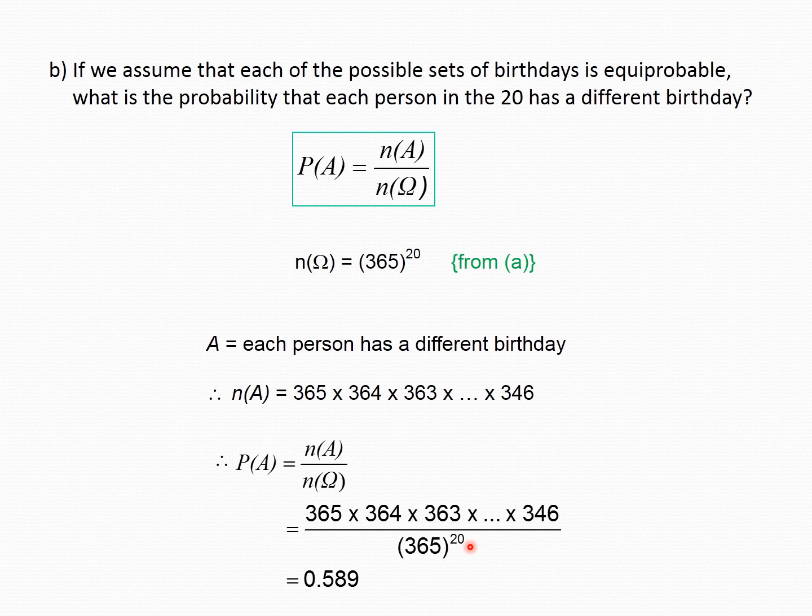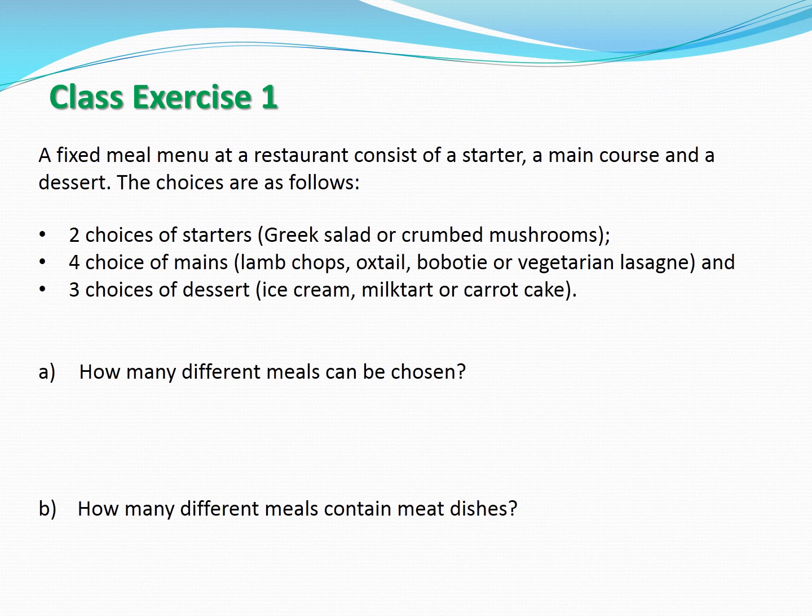We have our number of outcomes in the sample space, so our probability that A will occur will be 0.589. Your turn. You can try class exercise 1, please.